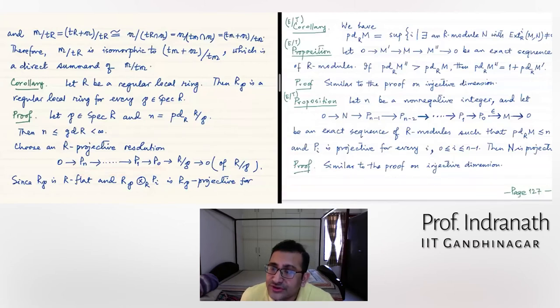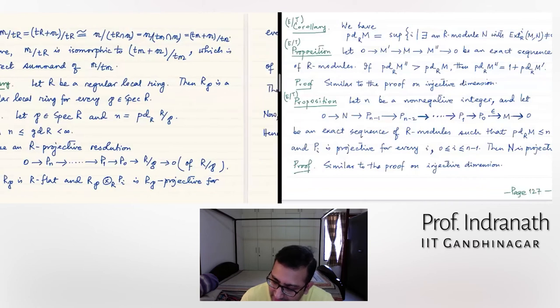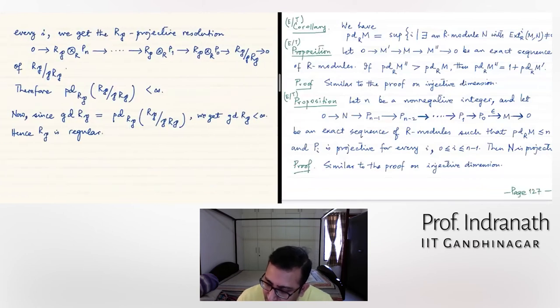Right? And then you know this is flat. Therefore, tensoring also keeps it projective. Okay, so you get a projective resolution here. Fine, tensoring by RP, you have flatness, a projective resolution for this. Therefore, you have projective dimension finite. Okay, but global dimension is the projective dimension. So therefore global dimension is finite, and therefore RP is regular.